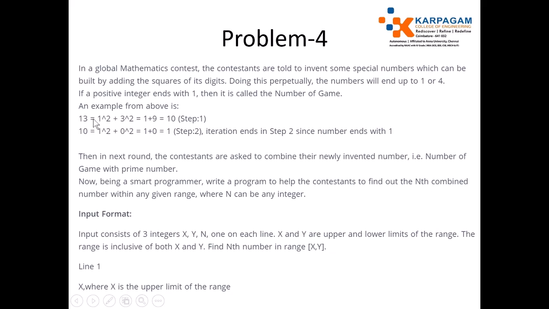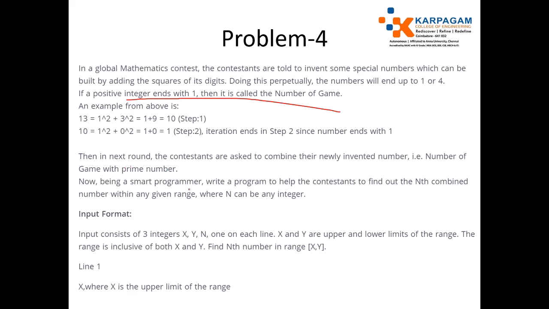An example for the above: when you give the value 13, each and every digit is squared by using the power function, 1 power 2 plus 3 power 2. It will lead to 10. Again the digits of 10 are extracted and squared using the formula 1 power 2 plus 0 power 2. It will lead to 1. So the iteration ends, since the number ends with 1. As already told, a positive number that ends with 1 is called a number of game. Then in the next round, the contestants are asked to combine their newly invented number, the number of game, with the prime number.